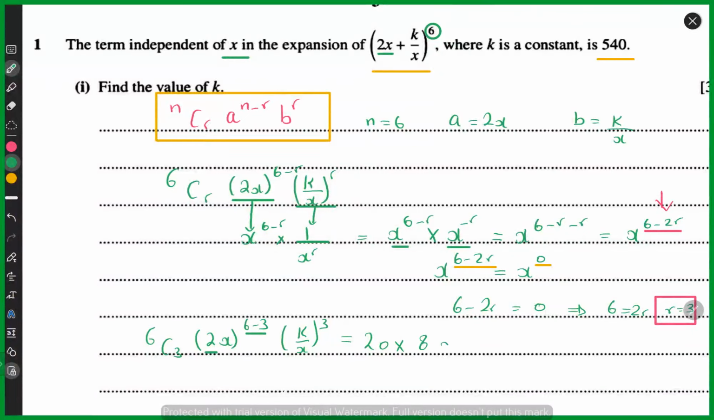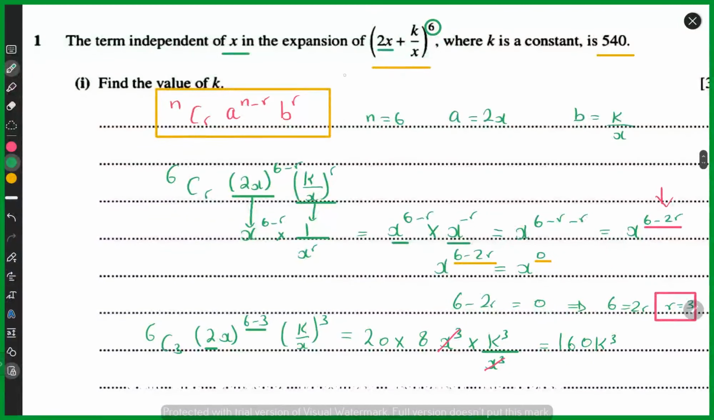And x to the power 3 multiplied by k cube divided by x to the power 3. Now you guys can see yourself using r equals 3, I was able to cancel x cube with x cube. Then I am only getting the constant term. And finally, 20 multiplied by 8 is going to give you 160 k cubed. And this constant term is basically equal to 540. The term independent of x in the expansion of this, where k is a constant, is 540. So this is equal to 540.